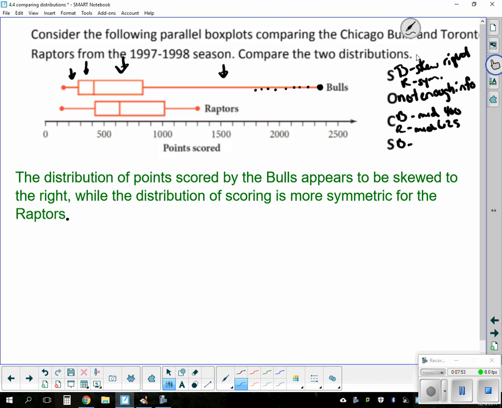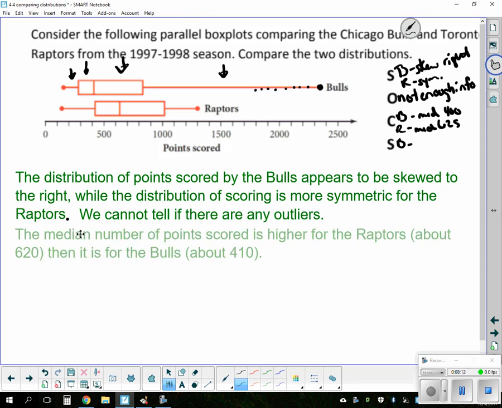These are just little notes as I was explaining what we looked at, but when you are giving your comparison, use full sentences, and they need to actually compare one to the other. Next, we cannot tell if there are any outliers, and you don't need to explain that. We know that it's hard for box plots.